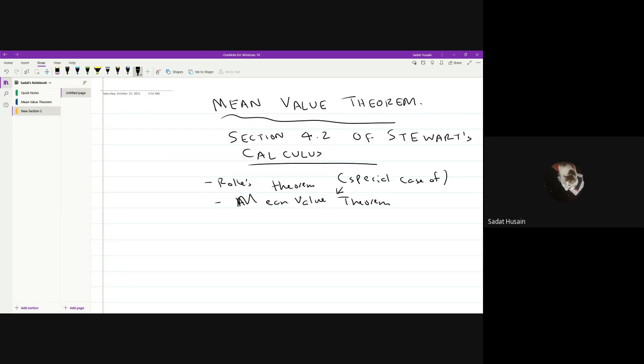So let's look at Rolle's theorem first. This is a definition from page number 290 of Stewart's calculus. We're given the statement of Rolle's theorem.